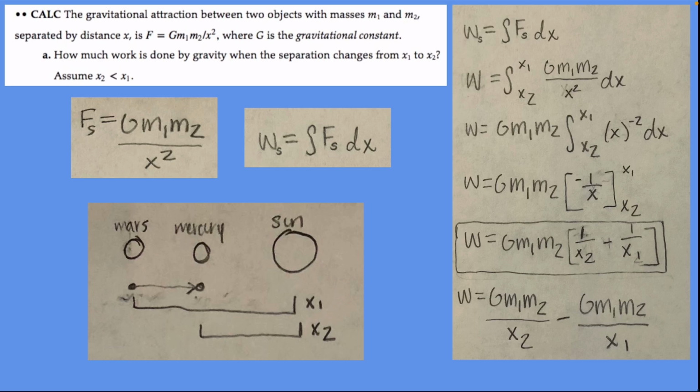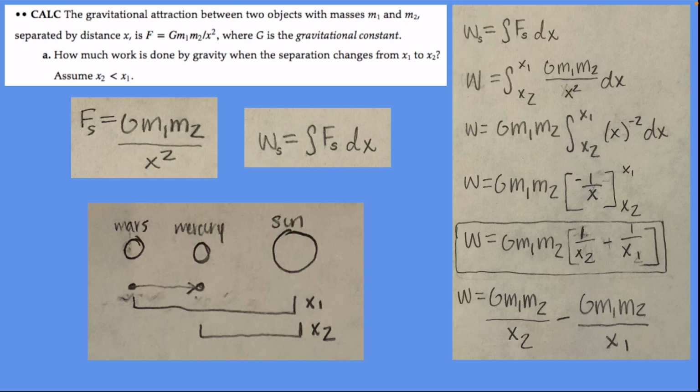You can see that I went ahead and pulled out the gravitational constant times m1 times m2, because those are going to be constant and non-changing. And that's just how integrals work. I can just pull them out. Leaving us with just x to the power of negative 2, which is a pretty simple integration, and leaves us with negative 1 over x from the distance x sub 1 to x sub 2.